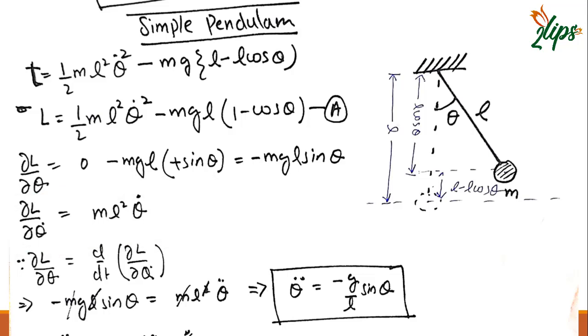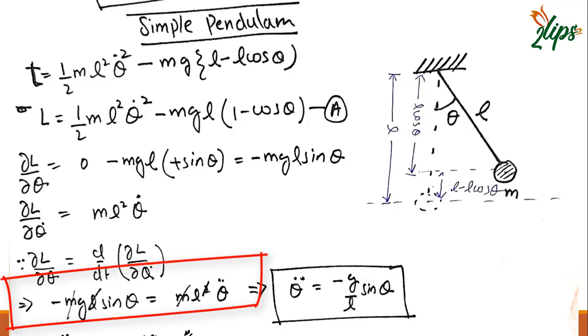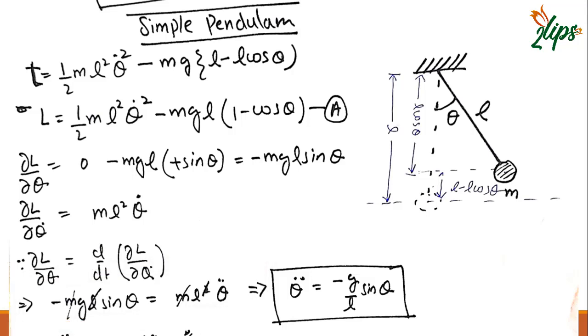Next I need to put these values into the Euler-Lagrange equation. So when I put this, this will become minus mgL sine theta is equal to m L square theta double dot. After cancellation of m and L, we will get theta double dot equal to minus g by L sine theta. So now this is the standard equation of the simple pendulum. However, if theta is very small, I can expand sine theta in terms of a series. From there I can get minus g by L into theta, and in that case this motion will be simple harmonic motion, but it is only for very small theta.